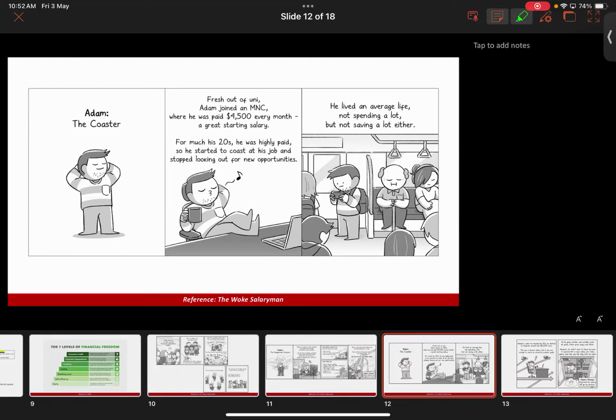When you join multinational companies as a fresh graduate, yes, it can start with like 4,000, 4,500, like that. So he joined multinational companies and earned this kind of money every month. In his 20s, he was highly paid and he started to cruise at his job and stopped looking for new opportunities. So he had a basically average life.